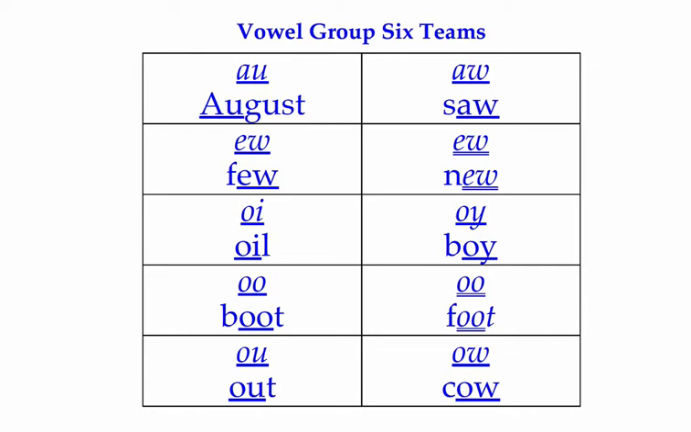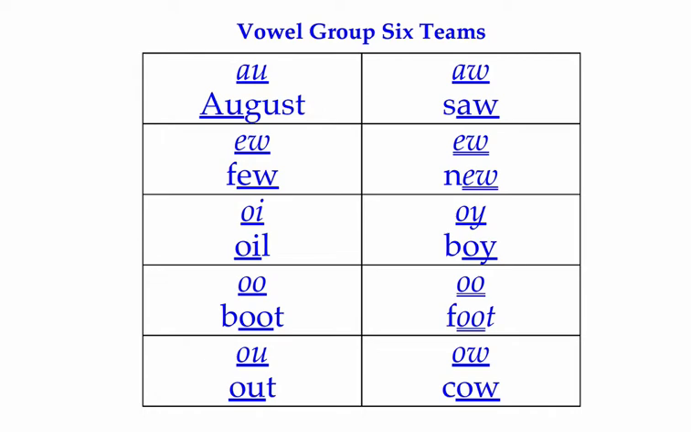OI and OY both represent the sound OI, as in oil and boy. Here again, OY, normally at the end of the syllable or at the end of the word, you would use OY, whereas within the word, or within the syllable within the word, OI is used to represent the OI sound. OO can represent two sounds. The primary sound for OO, or the first sound, is oo, as in boot. And what do you put in a boot? A foot. And in foot, OO is representing the second sound, so you double underline it. So the first sound for OO is oo.